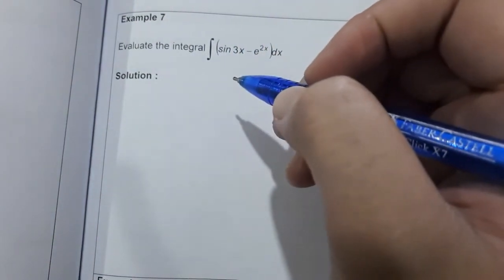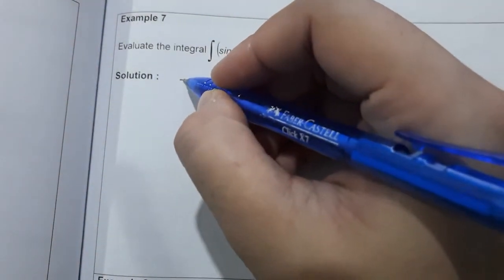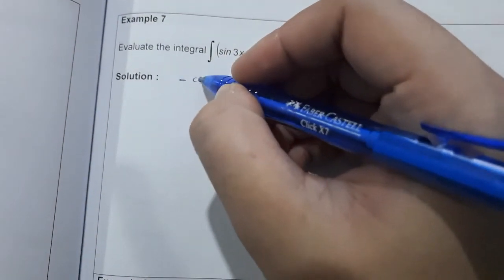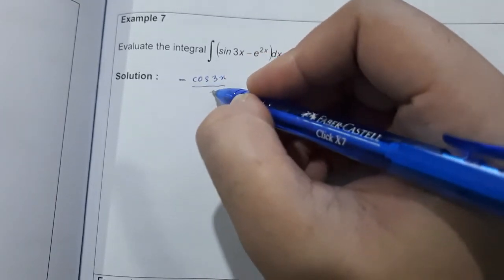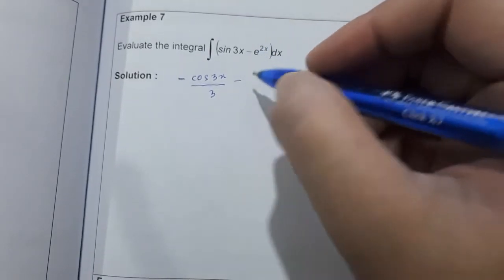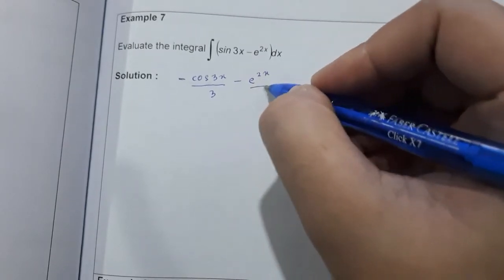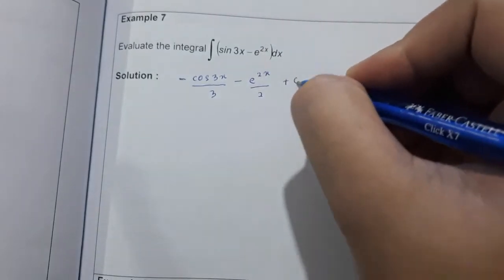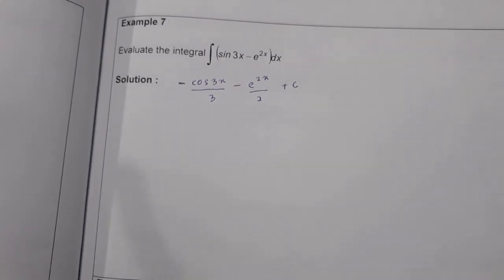So integrate sine 3x. We get negative cos 3x over 3, minus integrate e to the x, e to the x over 2 plus c. So that's it.